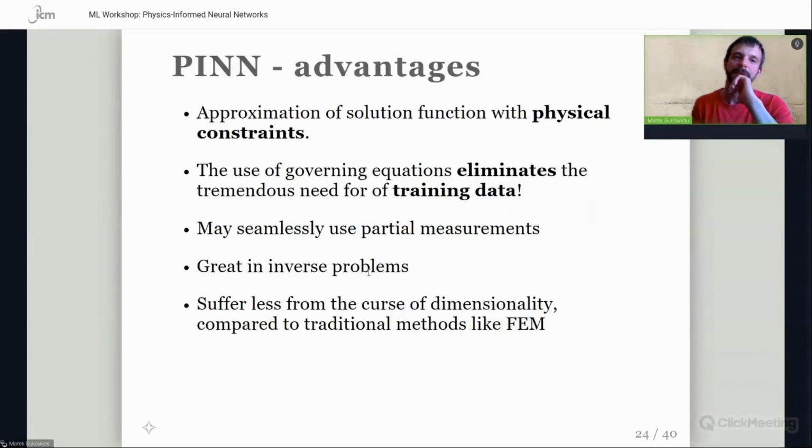Okay, so just to sum up the advantages of PINNs, they can approximate solution functions with physical constraints. Last week we showed that you can approximate any function with a neural network for regression, but these approximations are not physical by themselves. There are no guarantees they will meet physical constraints. With physics-informed neural networks, we add this.